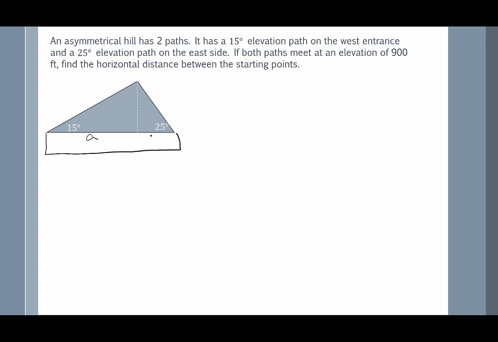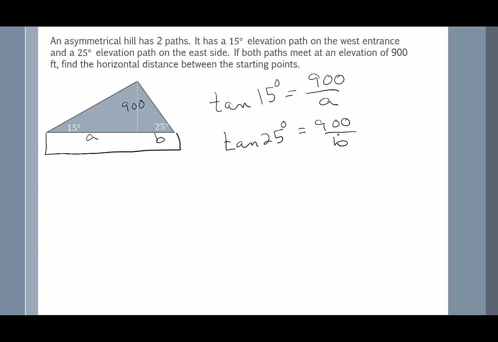Let's call the first one A, we'll call the second one B, and let's write in that we know our height is 900. In both cases, we're looking at the relationship between the angle and the opposite and the adjacent, which says we're going to incorporate tangent. So if I take the tangent of 15 degrees, it will be equal to 900 over A. If I take the tangent of 25 degrees, it's going to be equal to 900 over B. We're trying to find the value of A plus B.